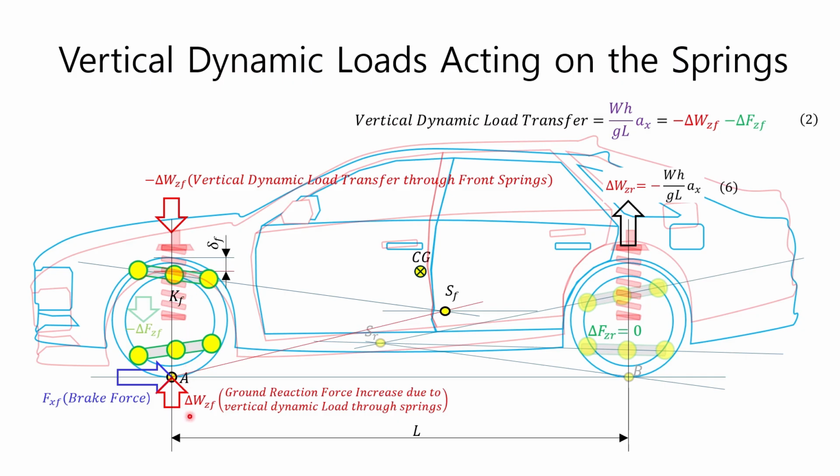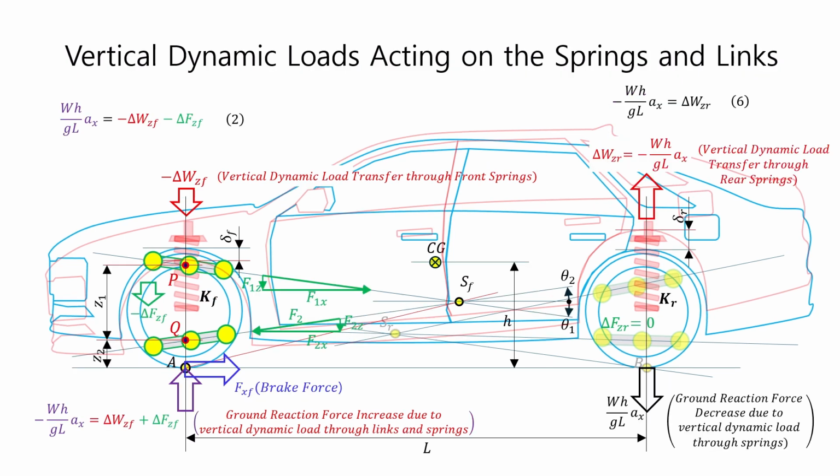If the ground reaction force, delta WZF, for the vertical dynamic load acting on the springs is positive, it means that the total vertical load increases due to load transfer, and if it is negative, it means that the total vertical load decreases due to load transfer. In the example shown in this figure, the front wheel ground reaction force, delta WZF, indicates that the front wheel vertical load increases because load transfer occurs through the springs.